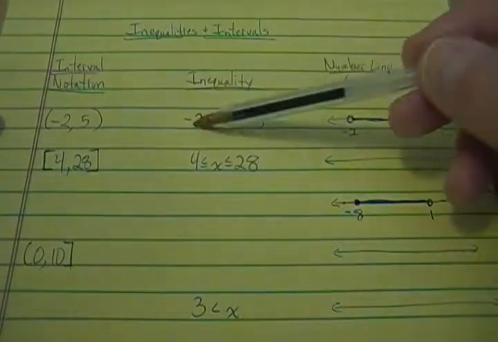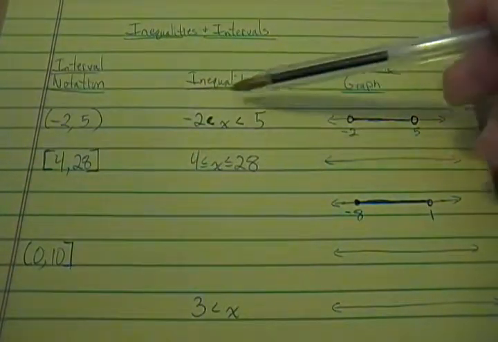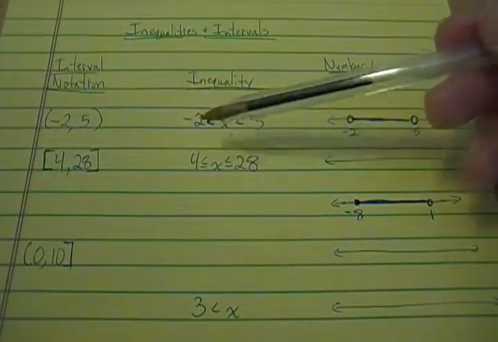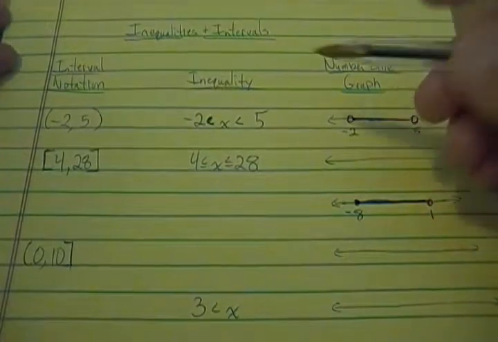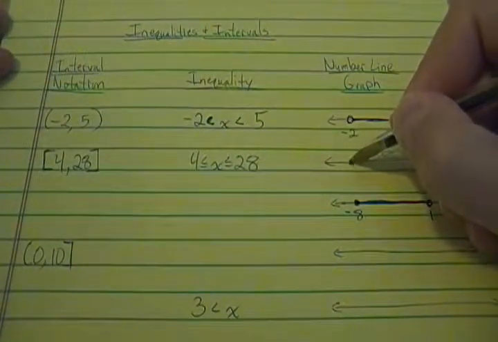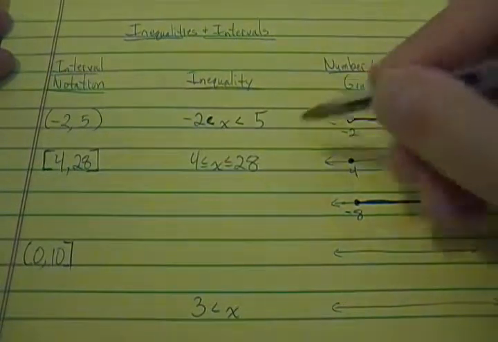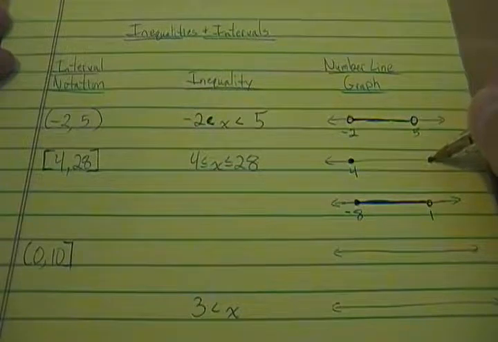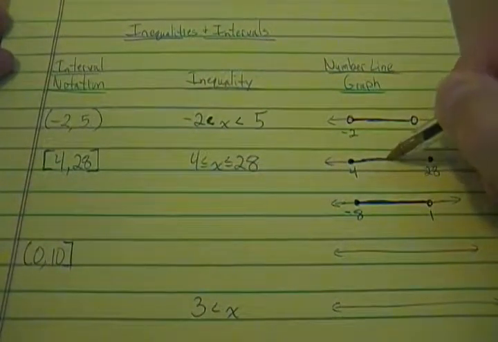Parentheses means the endpoints are not included. The brackets means the endpoints are included, which in the inequality means it's just less than, or if it is included, it's less than or equal to. And then when we do the number line graph, again, it's pretty simple. Our left number is 4, and since 4 can be included, I put a filled in circle at 4. Our right number is 28, so I move over to the right side, do a filled in circle at 28, and then connect those two by darkening the line.